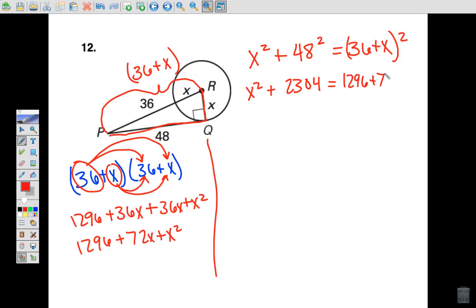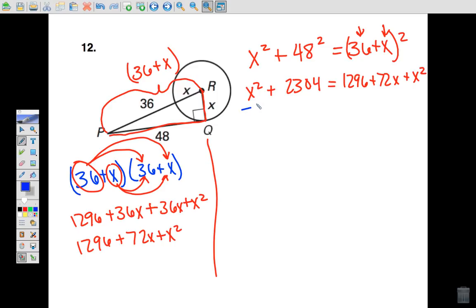And that equals 1296 plus 72x plus x squared. Now there is a trick I taught you guys where you can square this first number to get this, square the second number to get this, and to get the middle number you just multiply these together and double it. And it'll be that one every time. So 36 times x times 2 would be 72x. But for some reason this year, not everybody's been wanting to do that, so I kind of haven't mentioned it much.